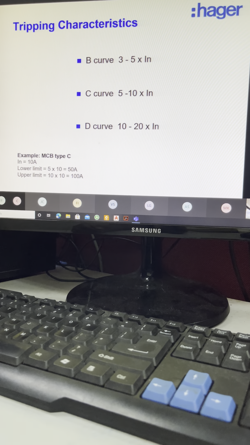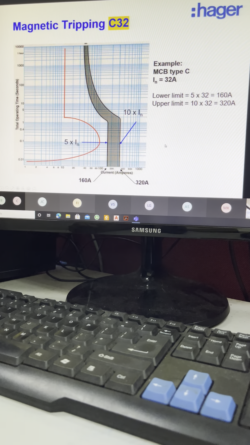And C will only start to trip if the fault current exceeds 5 times IN. And D will wait until the fault current exceeds 10 times IN. So this is the example here. IN of 10 amps. For type C and D, the lower limit is 5 times 10 and the upper limit is 10 times 10. So how does it look?